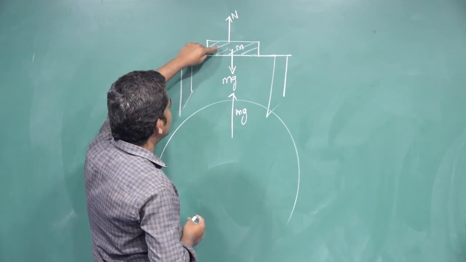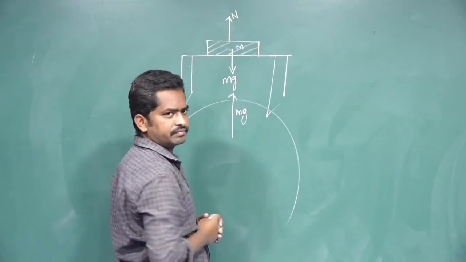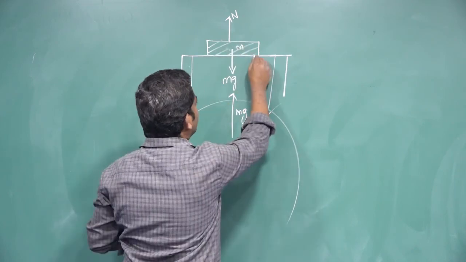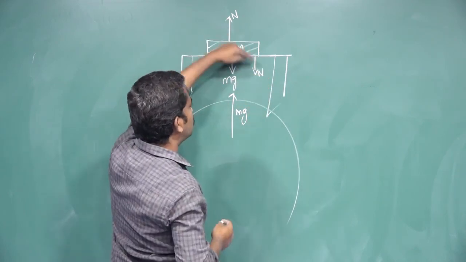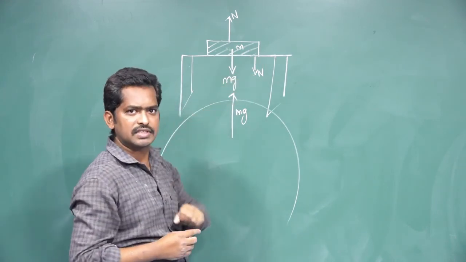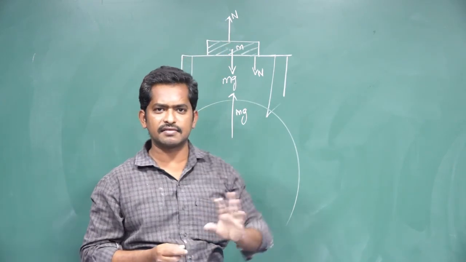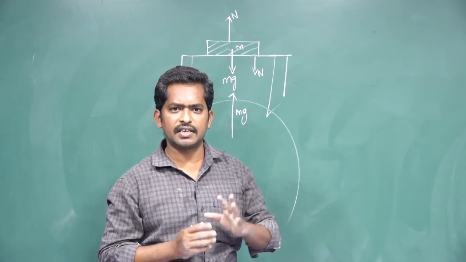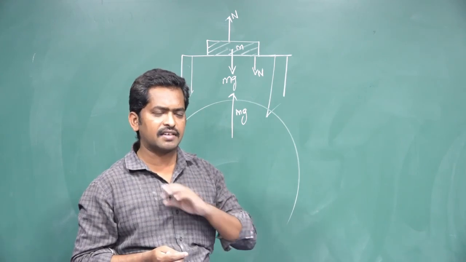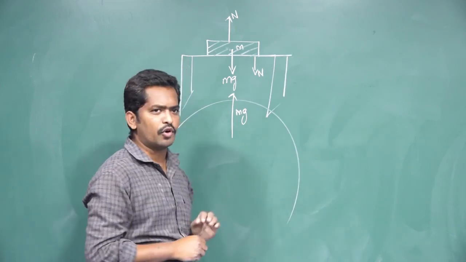Next, the table exerts a normal force N on the book, and the book also exerts an equal normal force on the table. These are action and reaction forces. It's important: mg and N are not action and reaction forces, because action and reaction forces never act on the same body. They must act on two different bodies. That is very important in this topic.